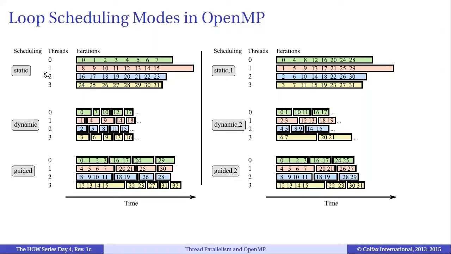Obviously, you can see the difference. Static has a very low overhead on scheduling, but if you have load imbalance, static will not compensate for it. Dynamic is different. Dynamic has high overhead for scheduling, but it can do load balancing.